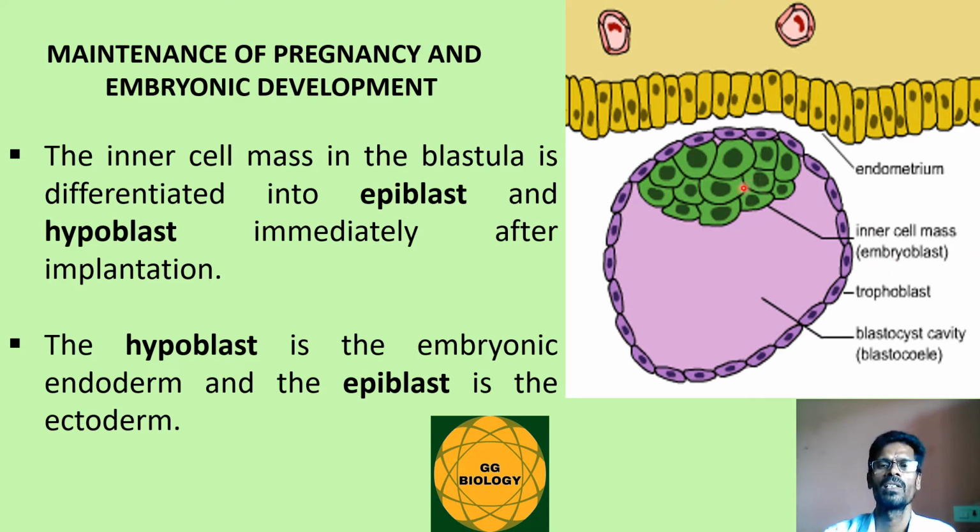This embryoblast is going to get differentiated into epiblast and hypoblast after the implantation. So implantation is nothing but a process by which the embryo gets attached to the uterine wall, the endometrium. Such a process is called implantation. So at the time of implantation or after implantation, these inner mass cells, namely embryoblast, are going to get divided into two types, namely epiblast and hypoblast. The epiblast cells later get converted to the ectoderm, and the hypoblast cells are going to get converted into the endoderm.